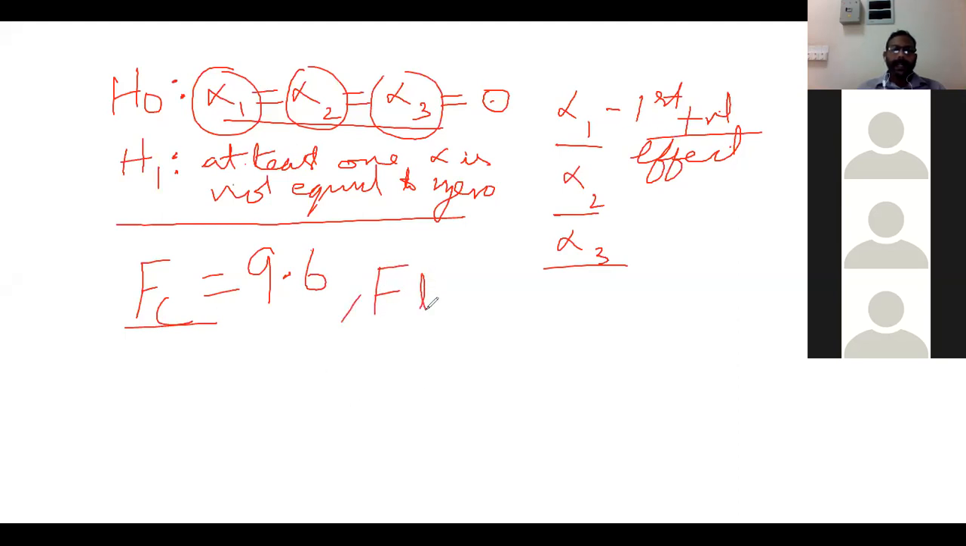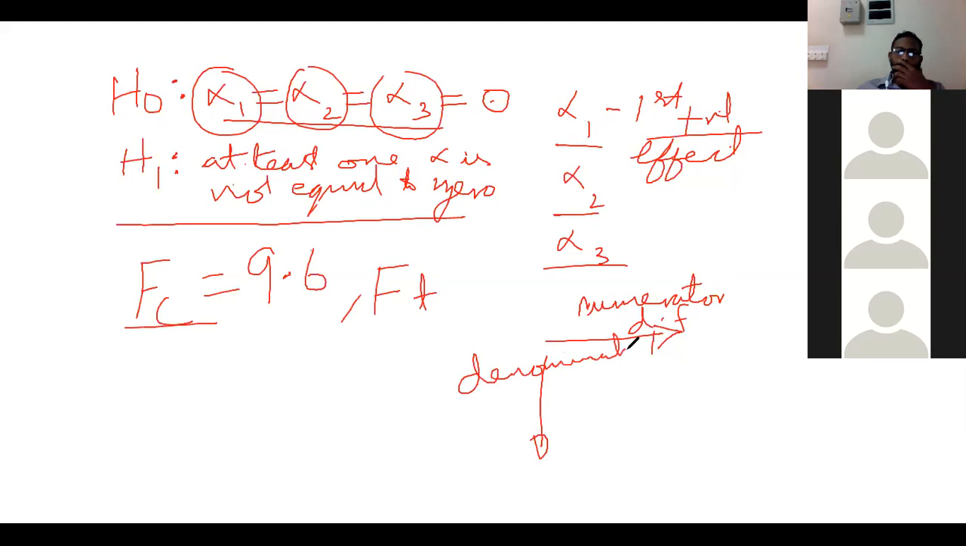F table value. How to find out the F table value? In your last course, we have seen the F table. Take out the F table. How many of you have the F table? So we'll have to look in two directions. This is numerator degrees of freedom. This is denominator degrees of freedom.